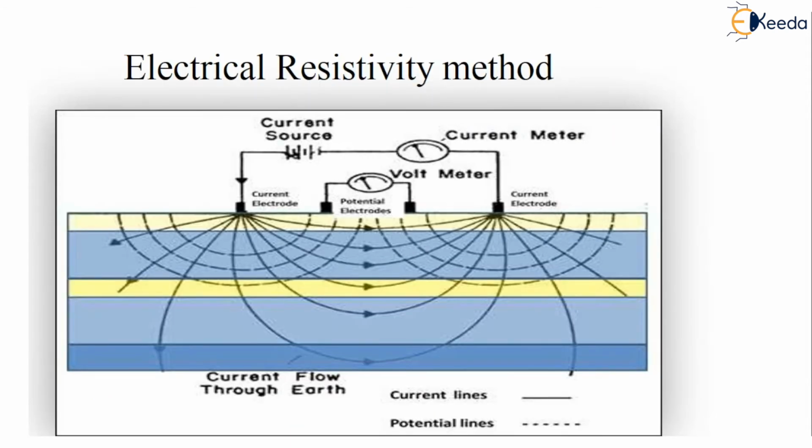See, this is how the resistivity method looks. The current will flow through the earth. These are the current lines, these are the potential lines, the dashed lines.